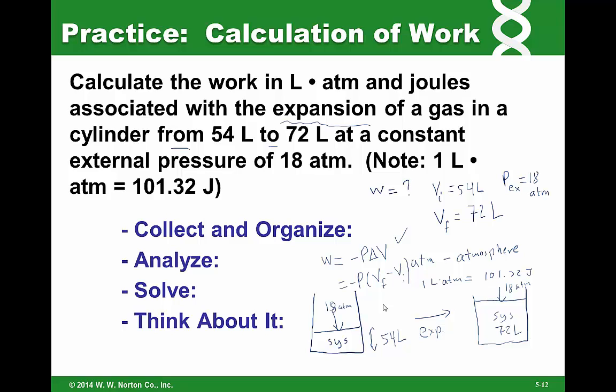But then I also need to calculate that work in joules. Well, I can do that with this conversion factor that's right here. Because I know if I had 1 liter atmosphere, that would be 101.32 joules. So if I had 2 liter atmospheres or 1.5, I can just multiply to get the number of joules. So now I've got a plan, so I've analyzed. Now it's time to solve. Let's go do that in this next space.